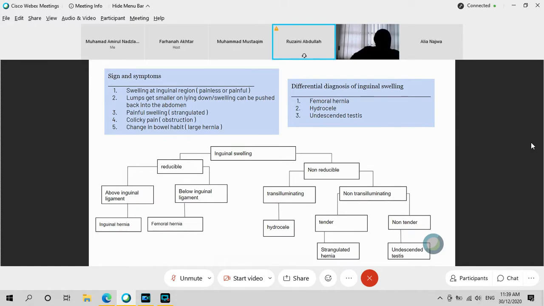Okay, so for differential diagnosis of the inguinal swelling, I put here only 3. Actually, there are a lot more.